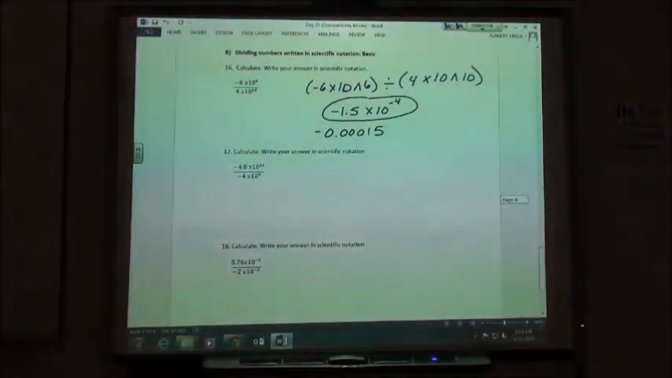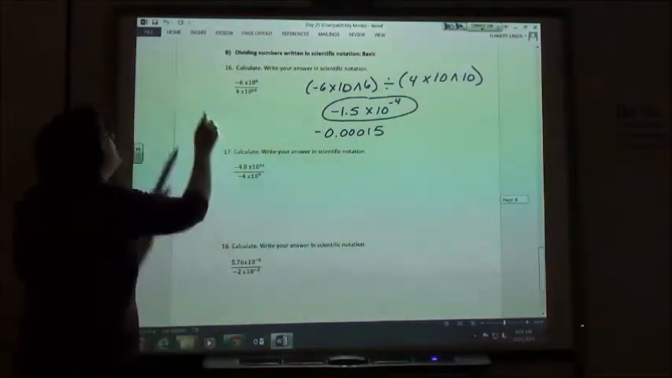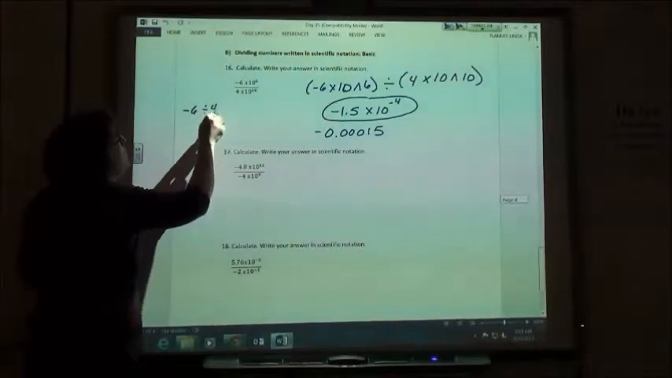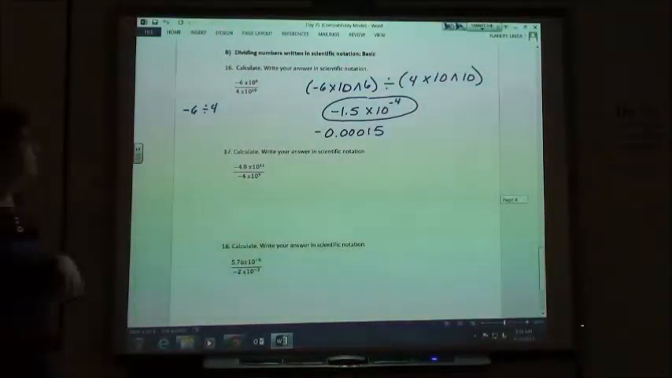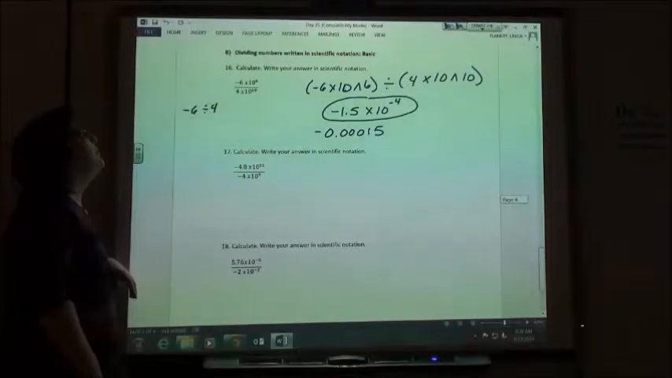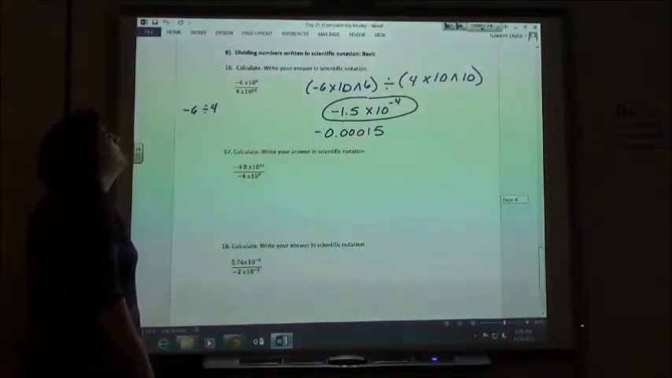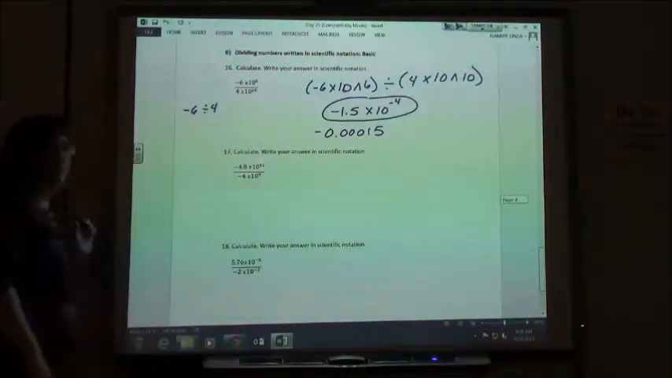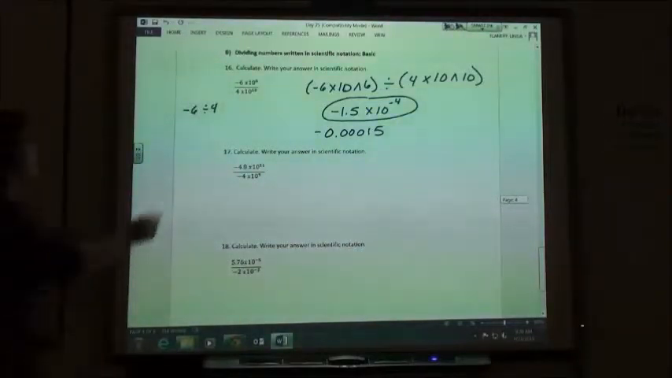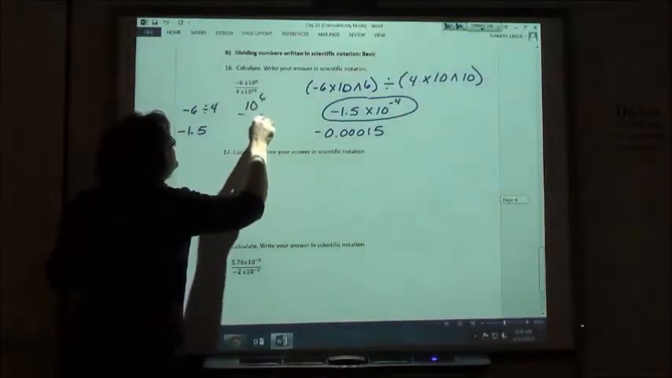So if you're not using your calculator, what you're doing is taking the front numbers and dividing them. You're taking negative 6 divided by 4. If you do negative 6 divided by 4 on your calculator, you get the negative 1.5.